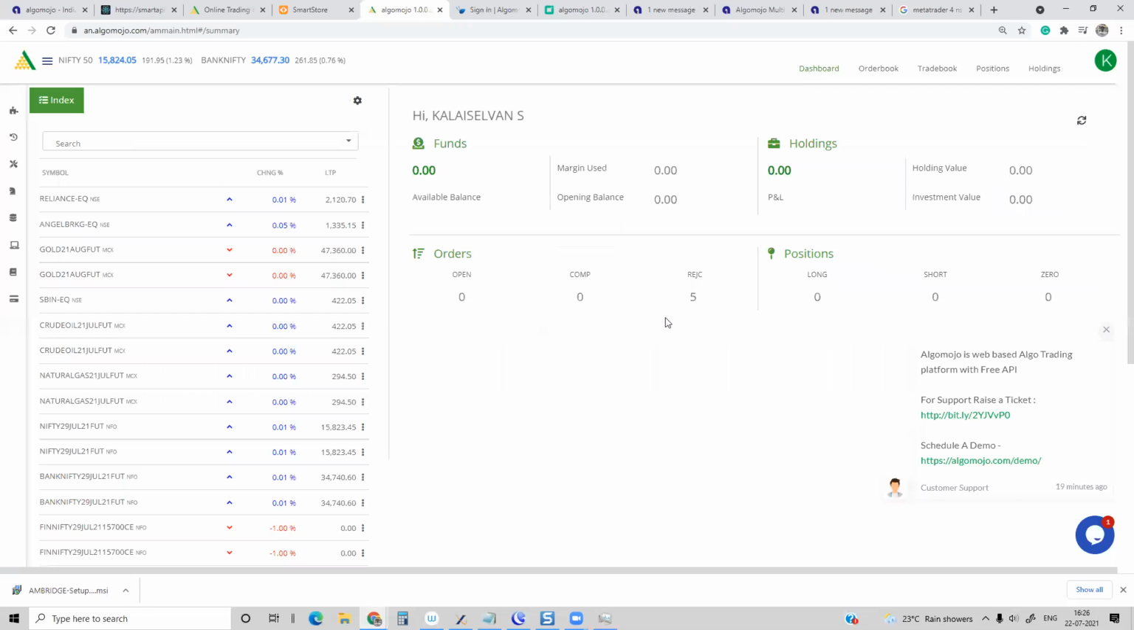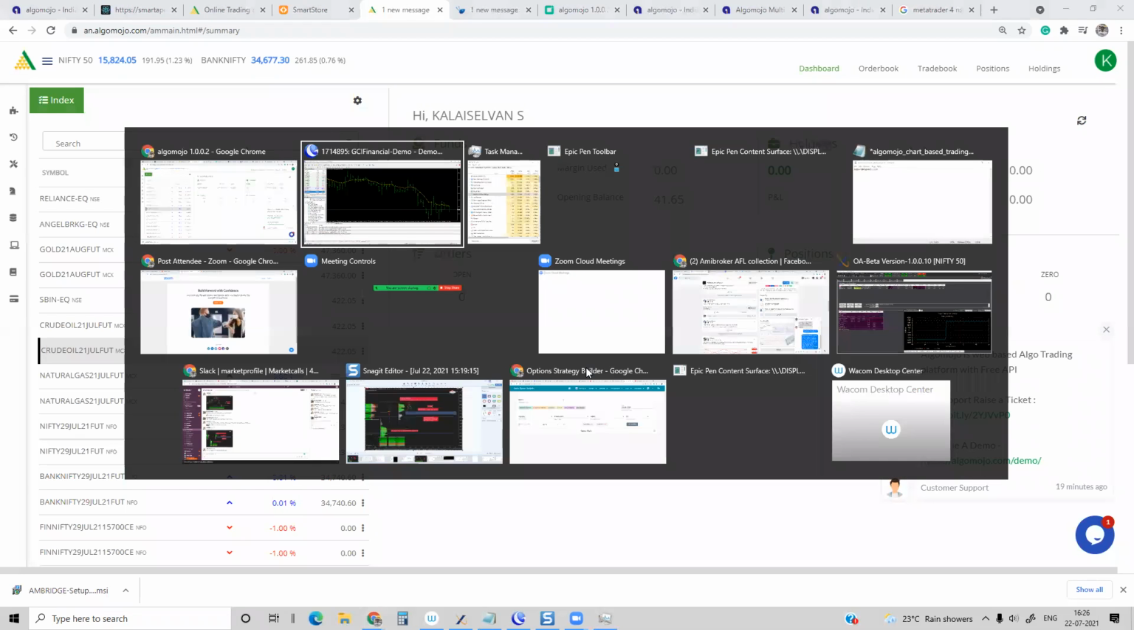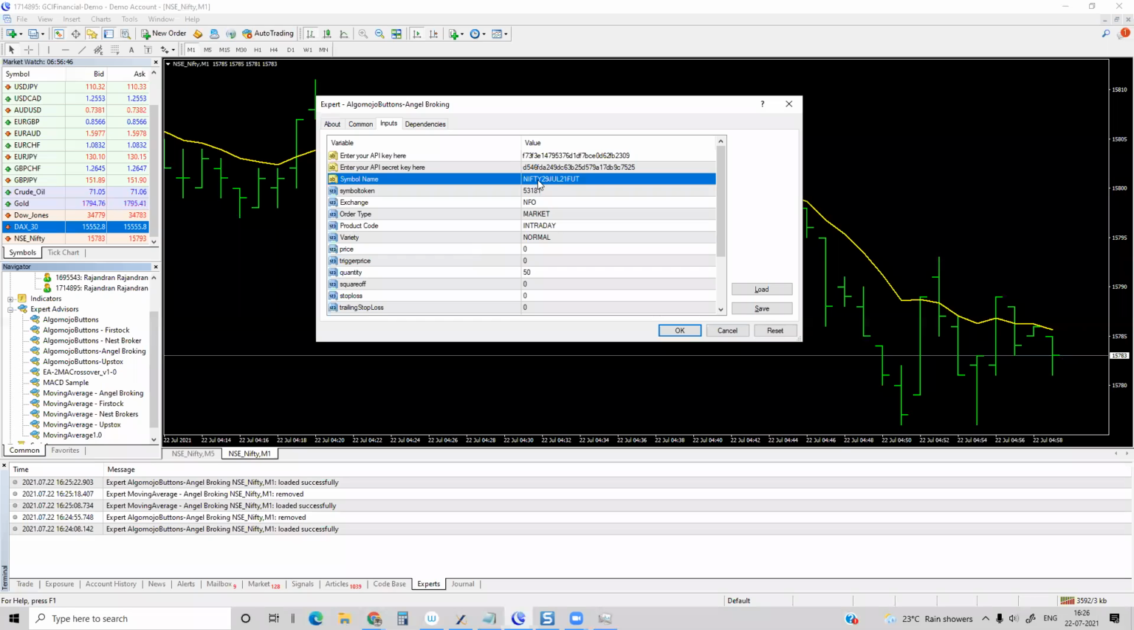Now, once the trading instruments are obtained, the next thing you have to get is, let's say crude oil, if you want to trade, this is the symbol you are going to use. And correspondingly, you have to go and get the security token as well. Each and every symbol will have a security token. This is applicable only to Angel Broking. If you are using another broker, you don't need to get the token number. The symbol itself is more than enough.